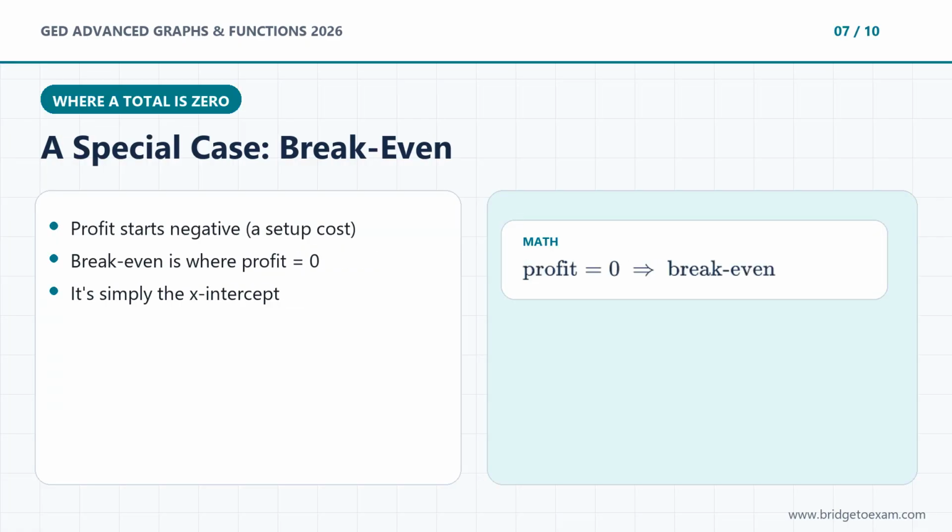One very common x-intercept is the break-even point. Imagine profit that starts negative because of a setup cost, then climbs as you sell. The x-intercept is where profit equals 0, the exact moment costs are covered and you start to gain. Spotting break-even is a favorite GED application of the x-intercept.